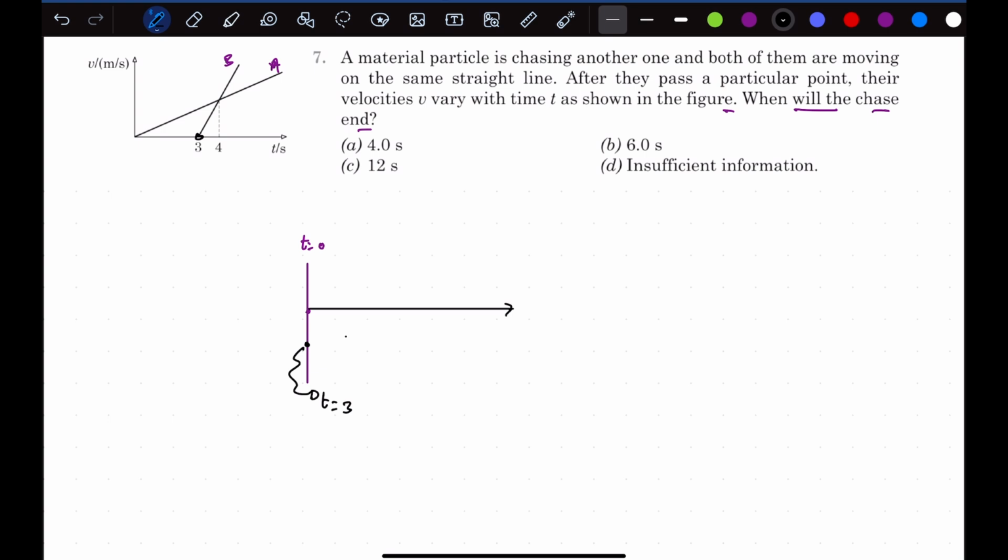So what we can do is, at this instant t equals 3, we can find out the relative velocity. We can find out the velocity of A with respect to B. We can also find out the acceleration of A with respect to B, and the position of A with respect to B at t equals 3 seconds, right? And when they finally meet, the relative position will become 0. From there we can get the time period considering t equals 0, and then if we add the 3 seconds, we get the answer.